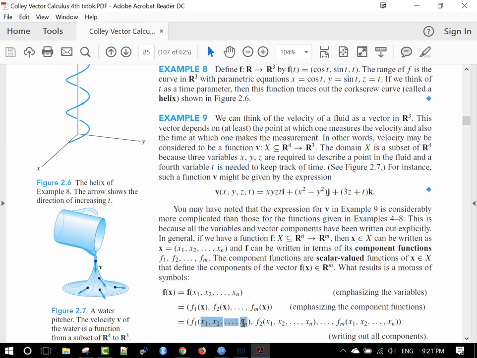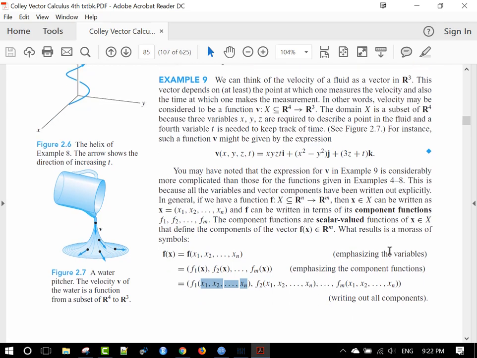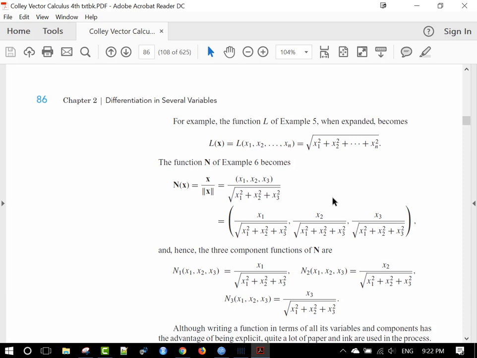all the elements of the input here, and this is the first component function. Okay, so this is kind of messy, as she says, a morass of symbols, but we could write it out like that. Okay, for example, this function was the length function.